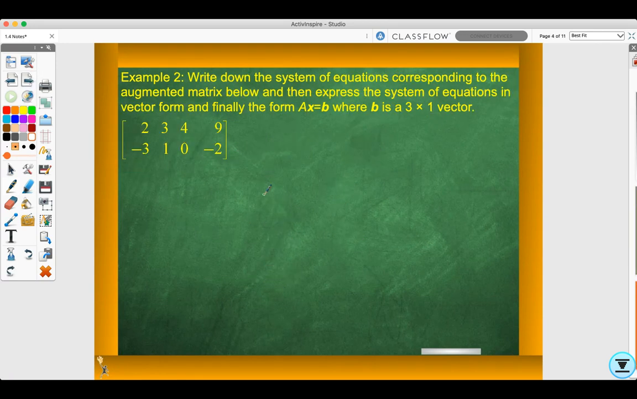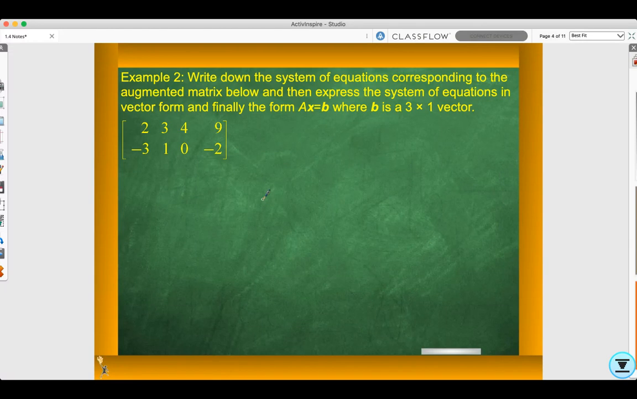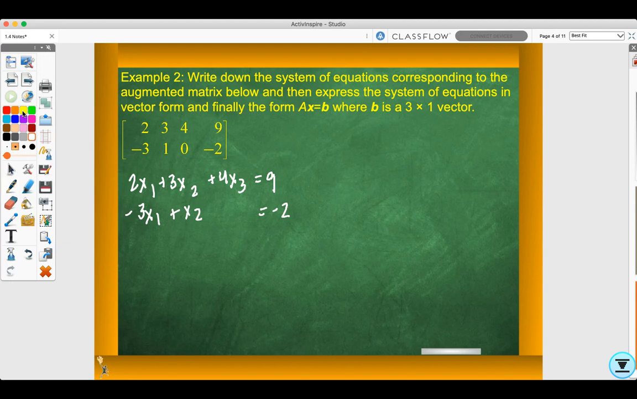Let's look at example 2. Write down the system of equations corresponding to the augmented matrix below, and then express the system of equations in vector form. And finally, the form AX equals B, where B is a 3 by 1 matrix, or vector. Okay, so our corresponding system would be 2x1 plus 3x2 plus 4x3 equals 9, minus 3x1 plus x2 equals negative 2. So this is your corresponding system of equations.